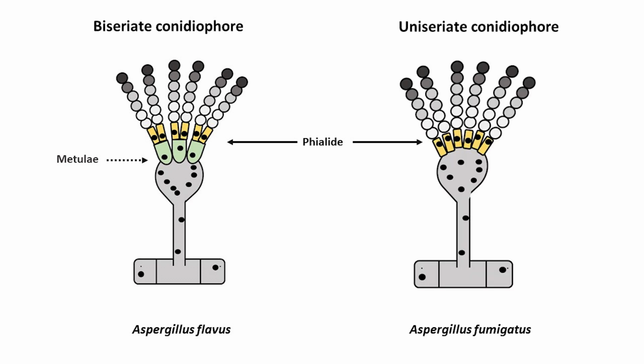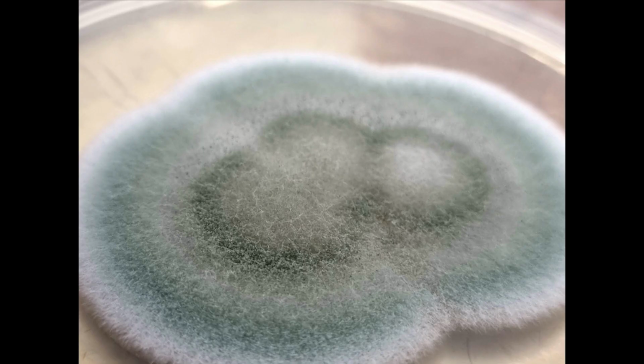If conidiophore contains only phialides connected directly to the vesicle without supportive cells metulae, this kind of conidiophore is called uniseriate, which means one layer of the cells. An example is Aspergillus fumigatus. Regarding the conidia, there are two possible scenarios.